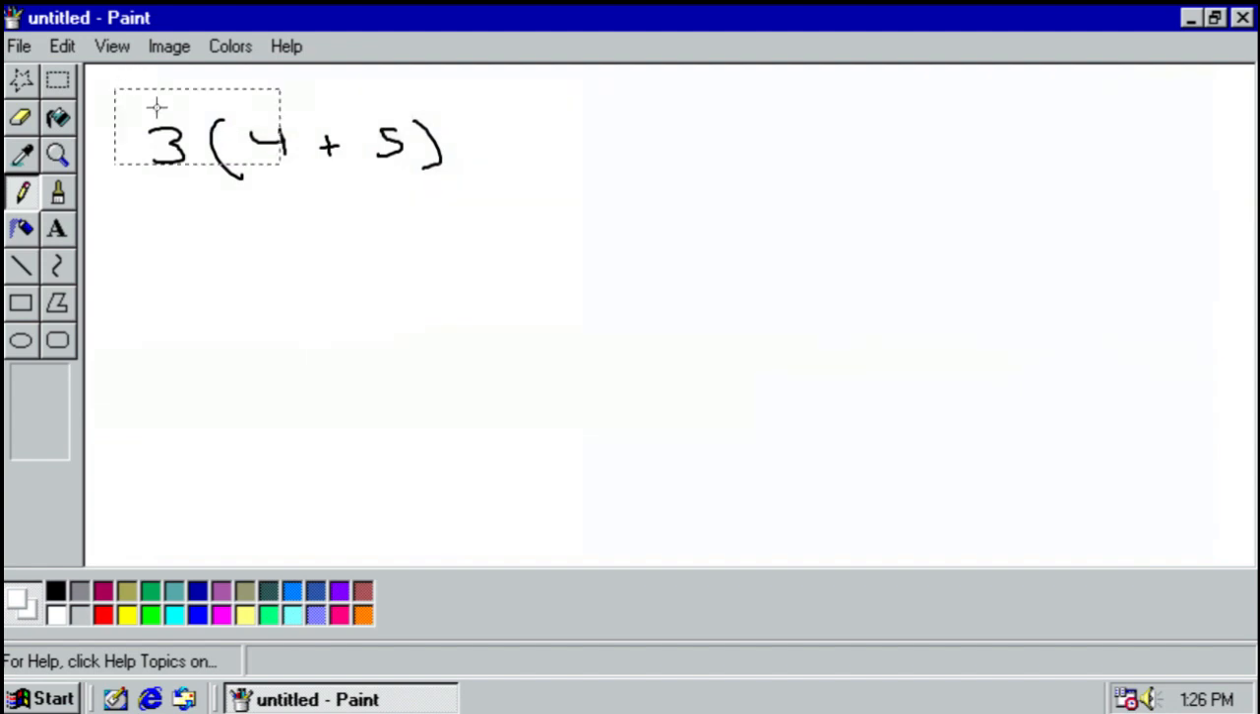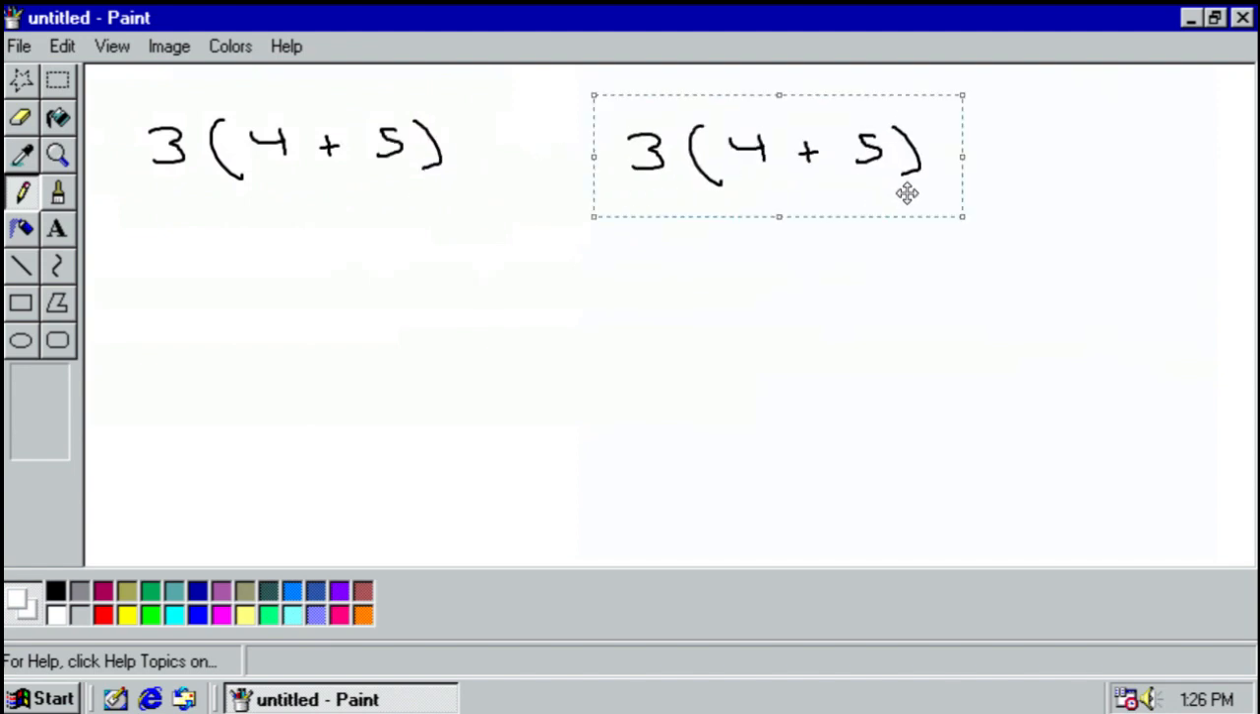So, let's copy this. On this one, let's add first. So we have 4 plus 5 is 9, and 9 times 3 is 27.